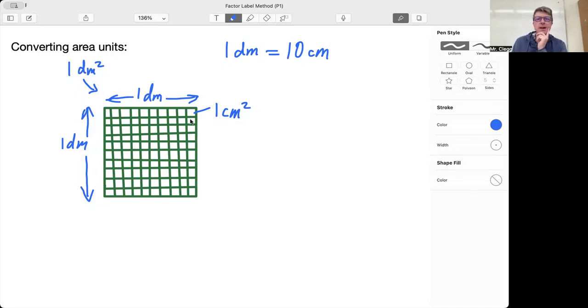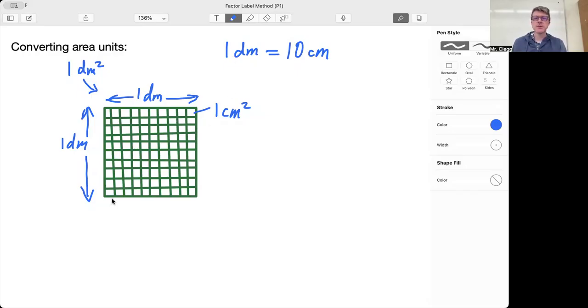So I have a little setup here with a square decimeter. A decimeter, by the way, is 10 centimeters. A centimeter is about the width of your fingernail. A decimeter is about the size of your hand, roughly speaking. And so there are exactly 10 centimeters in a decimeter.